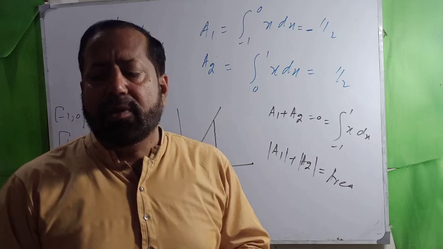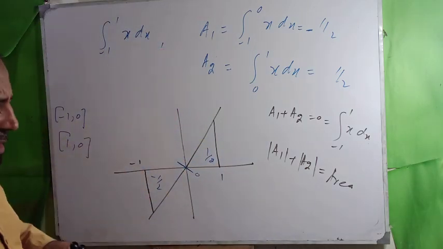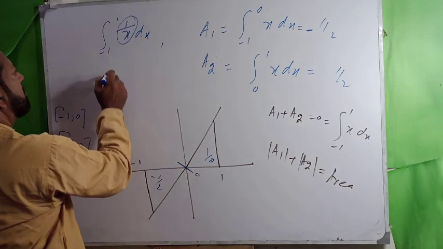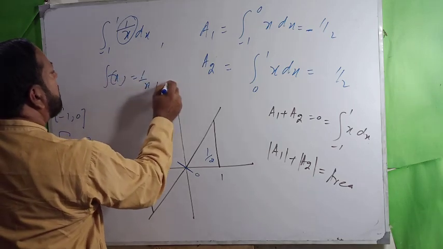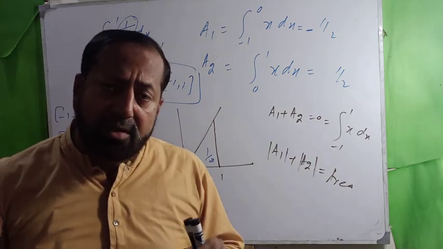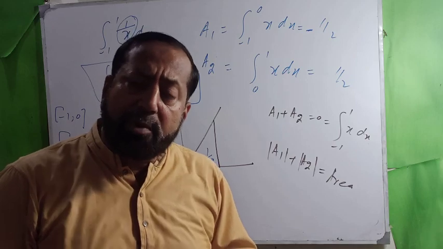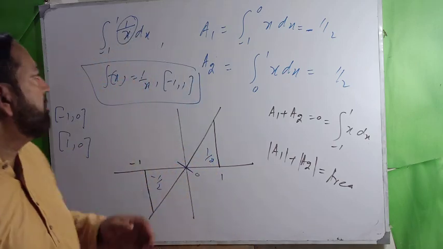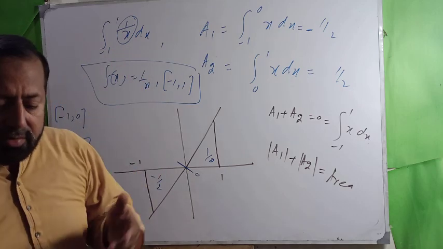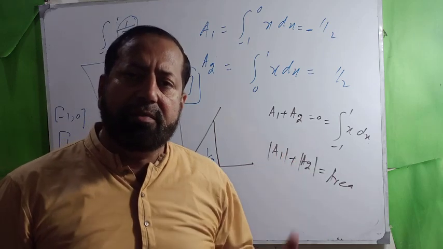There may be some other hurdles, like if you write this function as f(x) equal to 1 over x, on the interval from minus 1 to 1. You see, this function is not bounded. So f of 0 is not defined. You have no value at 0. So there is a problem again. You cannot find the area of this. So we will discuss it in another chapter after this chapter.